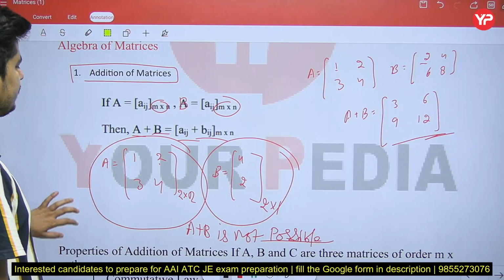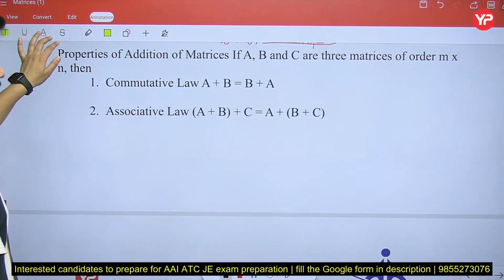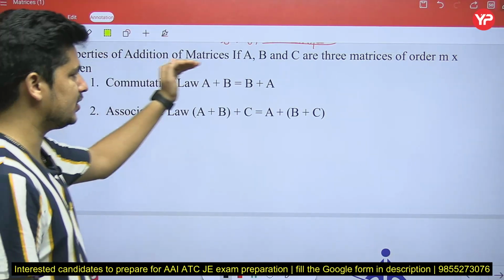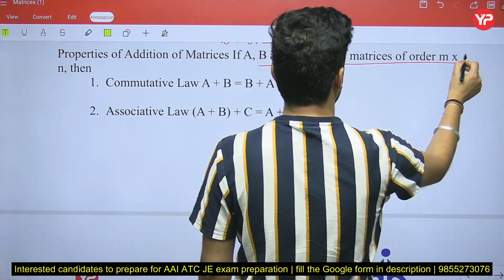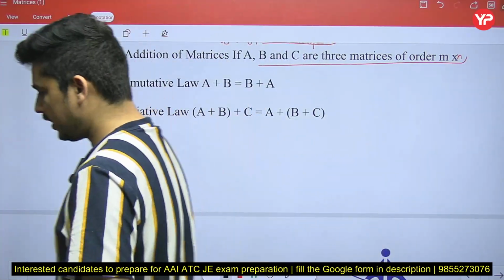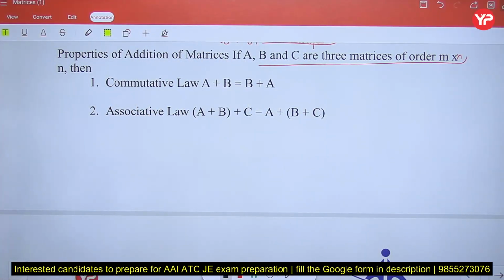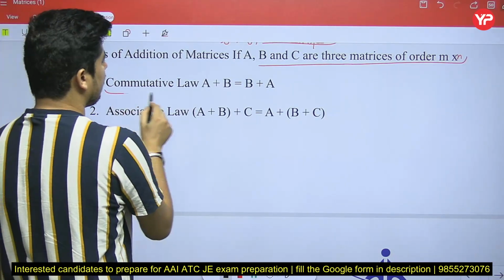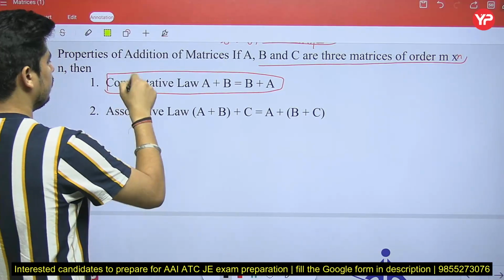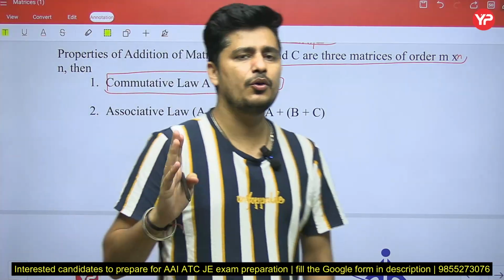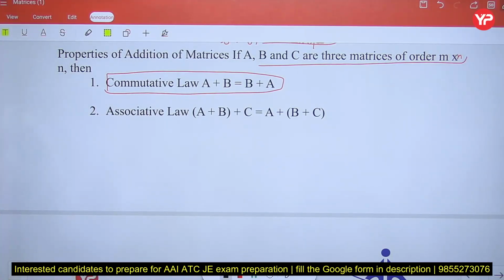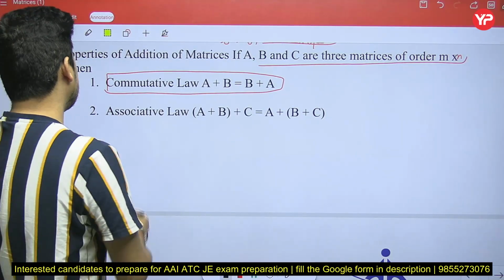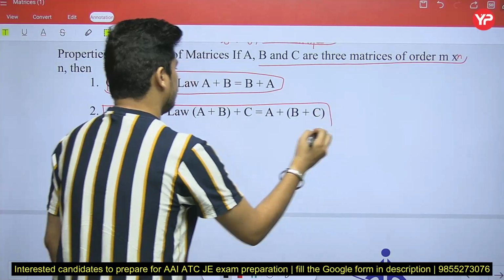Now, properties of addition. Whenever you have three matrices A, B, C, remember the order of these three matrices is the same, M cross N, right? Now the first property, commutative law. They always follow the commutative law. Either you can perform A plus B or B plus A, and that will give you the same result.